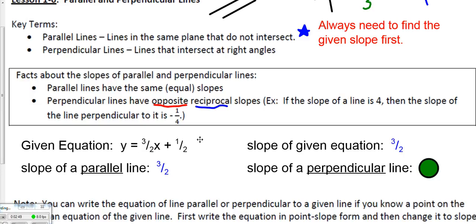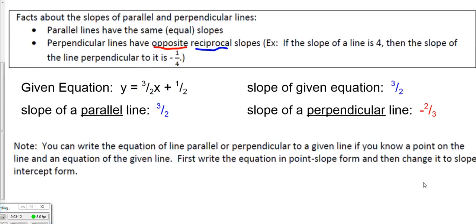Now if I wanted a line that cut this line at a 90-degree angle, it would have to be perpendicular, so its slope would be opposite reciprocal. Instead of positive 3/2, it would be negative 2/3. The 3 and the 2 would flip, and instead of positive, it would be negative. So a parallel line would have this slope, a perpendicular line would have this slope.